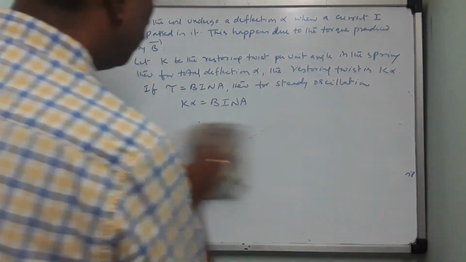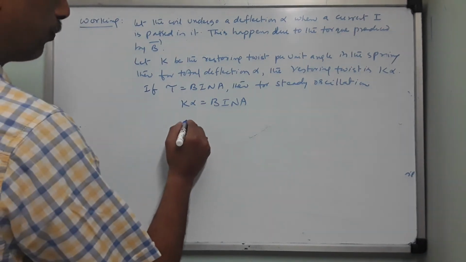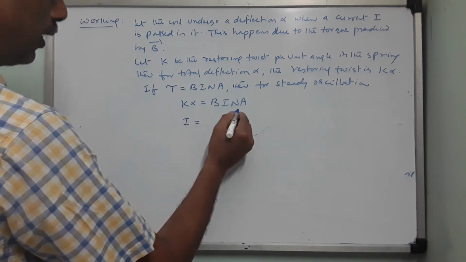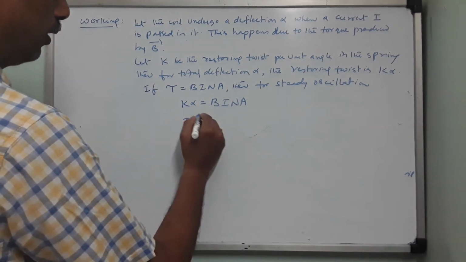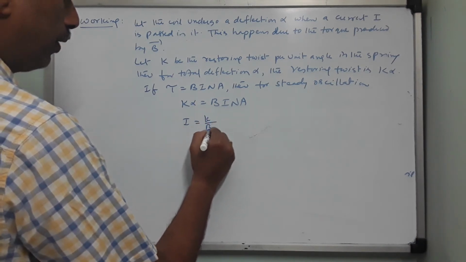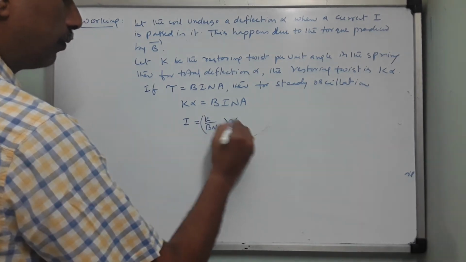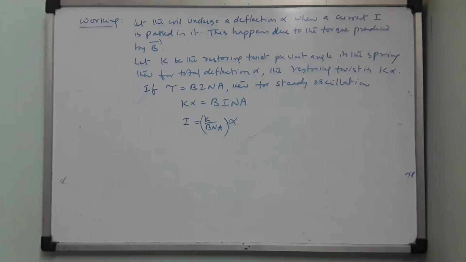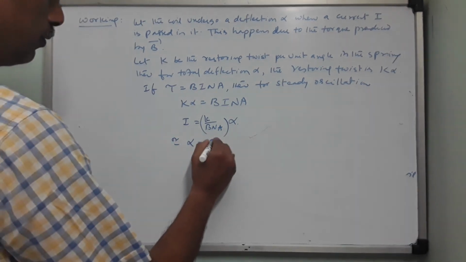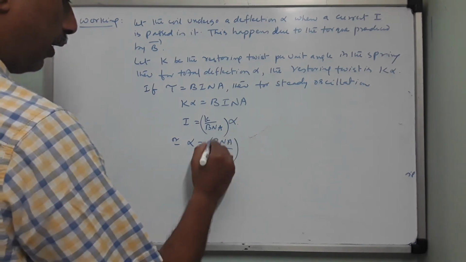So now this will be written as I equals to, all other things I will take this side. I equals to K by BNA into alpha, or alpha equals to BNA by K into I.